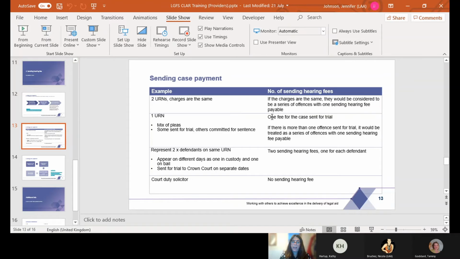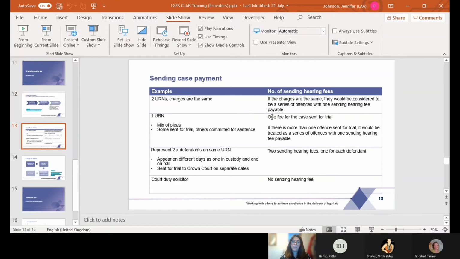Finally, the sending hearing fee is only applicable for cases that are on indictment. So if you have a defendant who is charged with a number of offences and they might plead guilty to some in the Magistrates Court, not guilty to other offences, and also might be committed for sentence from the magistrates to the Crown Court, you can only claim the sending hearing fee for the offences that are sent up to the Crown Court for trial. It would not apply to the offences that have been committed for sentence, and it would not apply to the offences that have stayed in the Magistrates Court. It's only for the ones that have been sent to the Crown Court for trial.